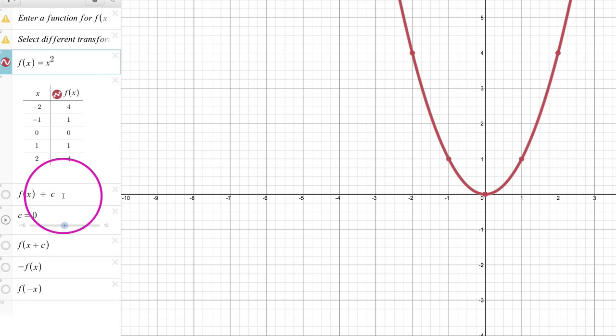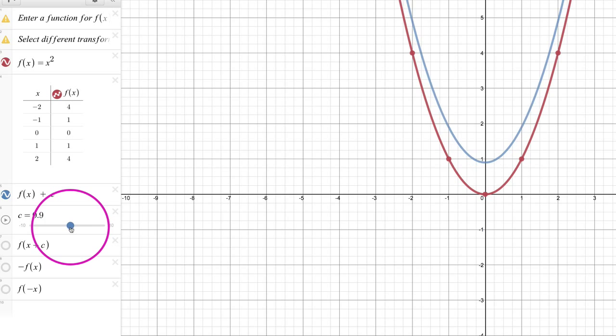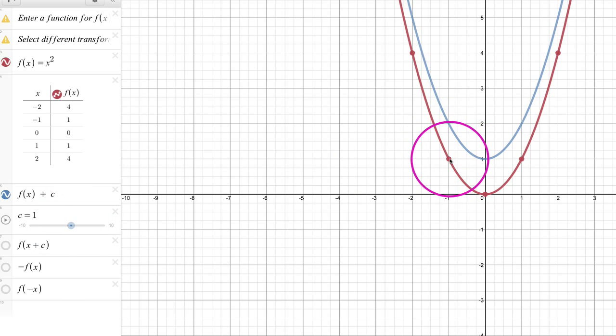Now, I didn't write a minus c here because I'm going to allow c to assume different values. But I'll click on this to highlight that. And you'll notice that we get the same function right here because right now f of x plus c is f of x plus 0. So in other words, f of x plus c is the same thing as our original x squared function. But what I want everybody to see is this. If we were to take all those f of x values and add 1 to them, those y values, you'll notice that basically all of our values on the original graph were just translated up 1 unit.